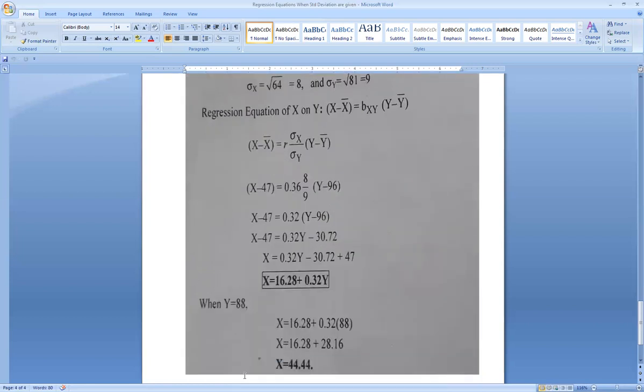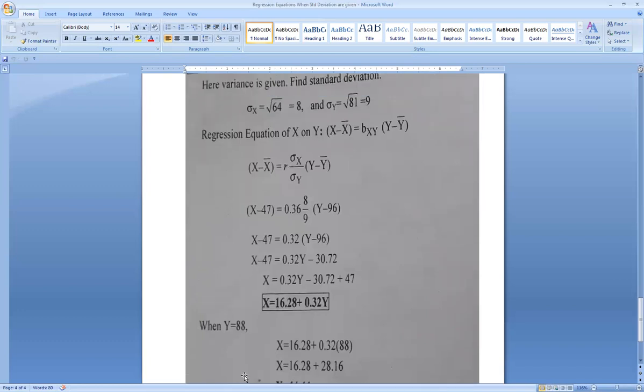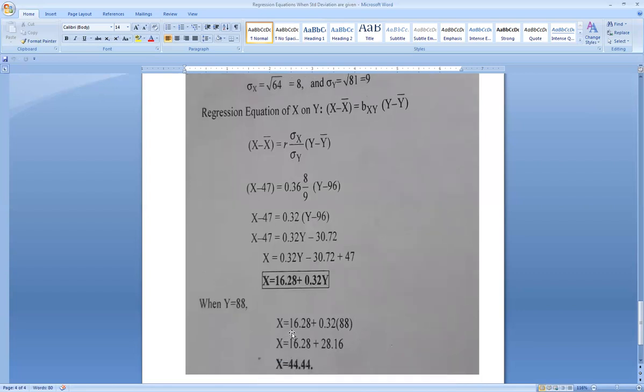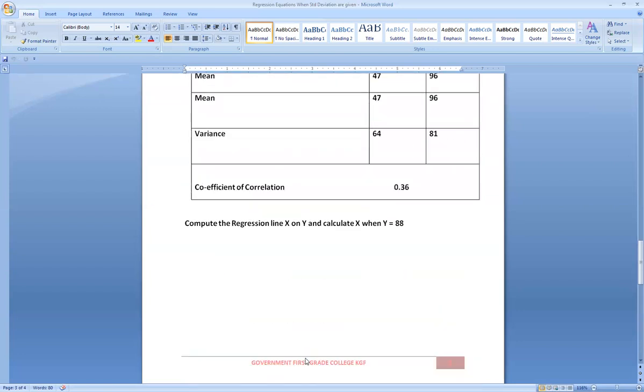They have asked to calculate the value of x, and the y value is 88. So we'll have to substitute the value of y in the equation. X equals 16.28 plus 0.32 into y. Where there is y, we substitute the value 88. Therefore, x equals 16.28 plus 0.32 into 88, which is 28.16. Therefore, the value of x is 44.44.